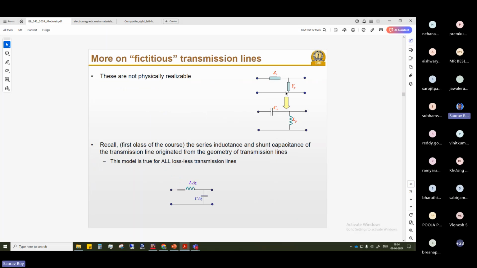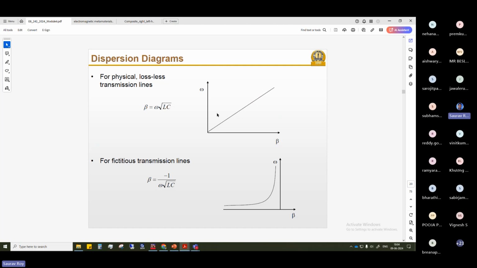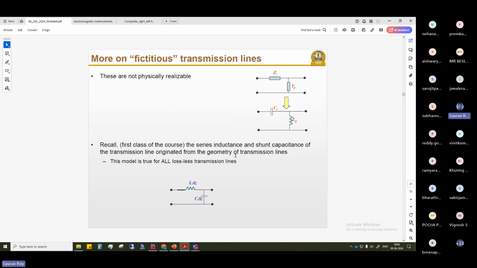Now, this is what we are actually proposing for this fictitious cell. The capacitance is in the series arm and the inductance is in the shunt arm. That is the change we have made compared to the normal traditional transmission line. This is the bottom one, where L is in series and C is in shunt, and because of this, you saw the change in materials, the change in properties from the dispersion diagram. So is this part clear till now, or do you have any doubt here?